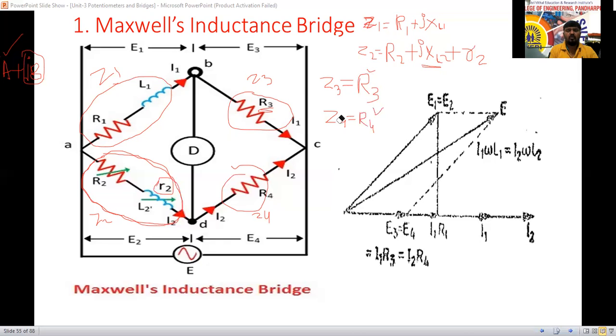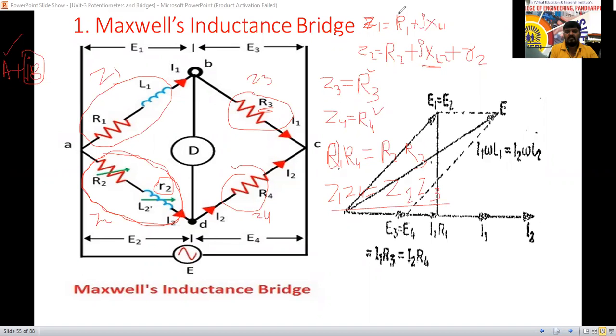Now what we have to do? According to the Wheatstone bridge, we know the formula. Under balanced condition, the bridge R1, R4 equal to R2, R3. In the place of R1, you substitute Z1 here. Z1, Z4 equal to Z2, Z3. Can write like this.